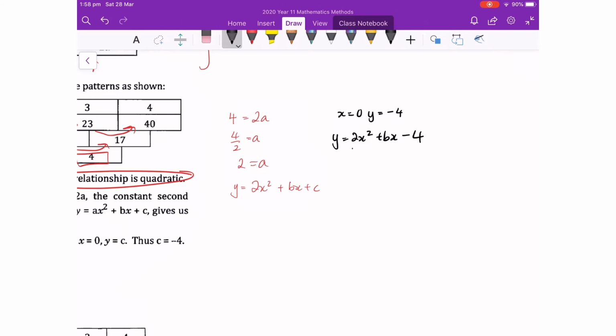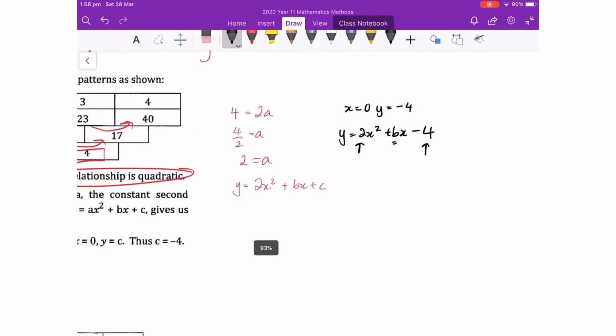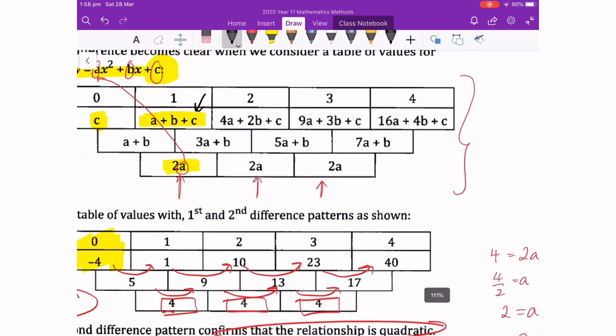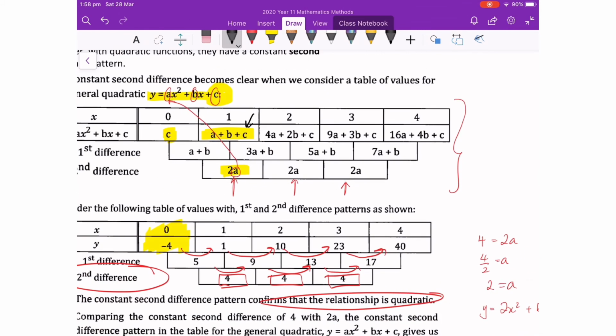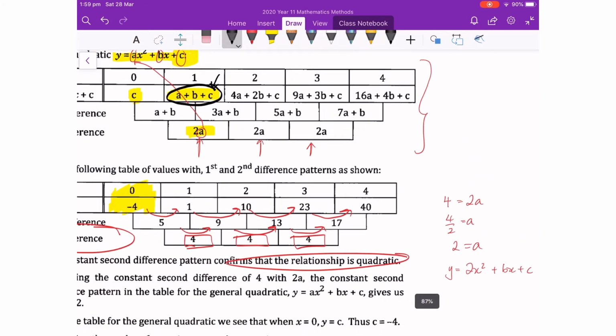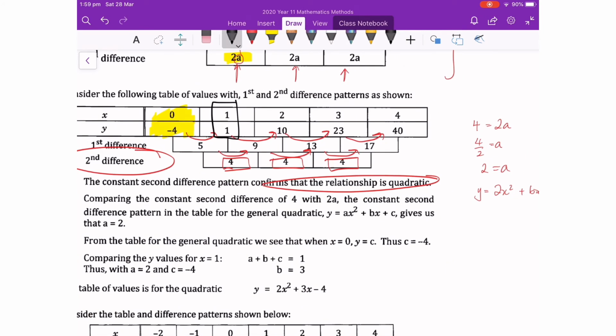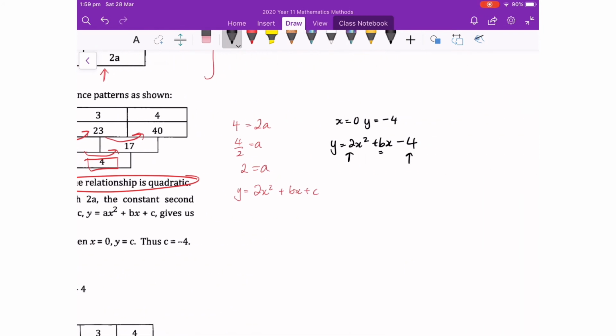So far I've worked out what these two bits are, and now I'm going to work out this b. Now the way I like to work it out is using that coordinate that I mentioned before. So I like to use this here. So when I have x equals 1, my y coordinate is going to be equal to a plus b plus c. For this particular example, when x equals 1, my y coordinate is 1. So a plus b plus c is equal to 1.